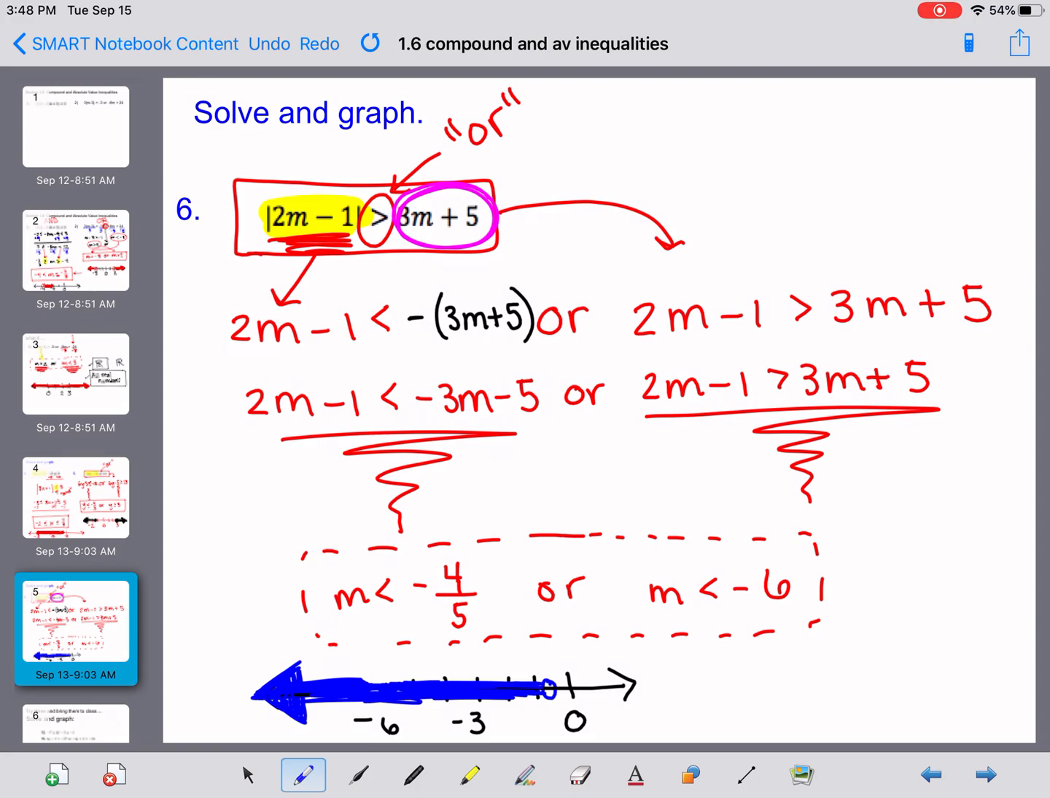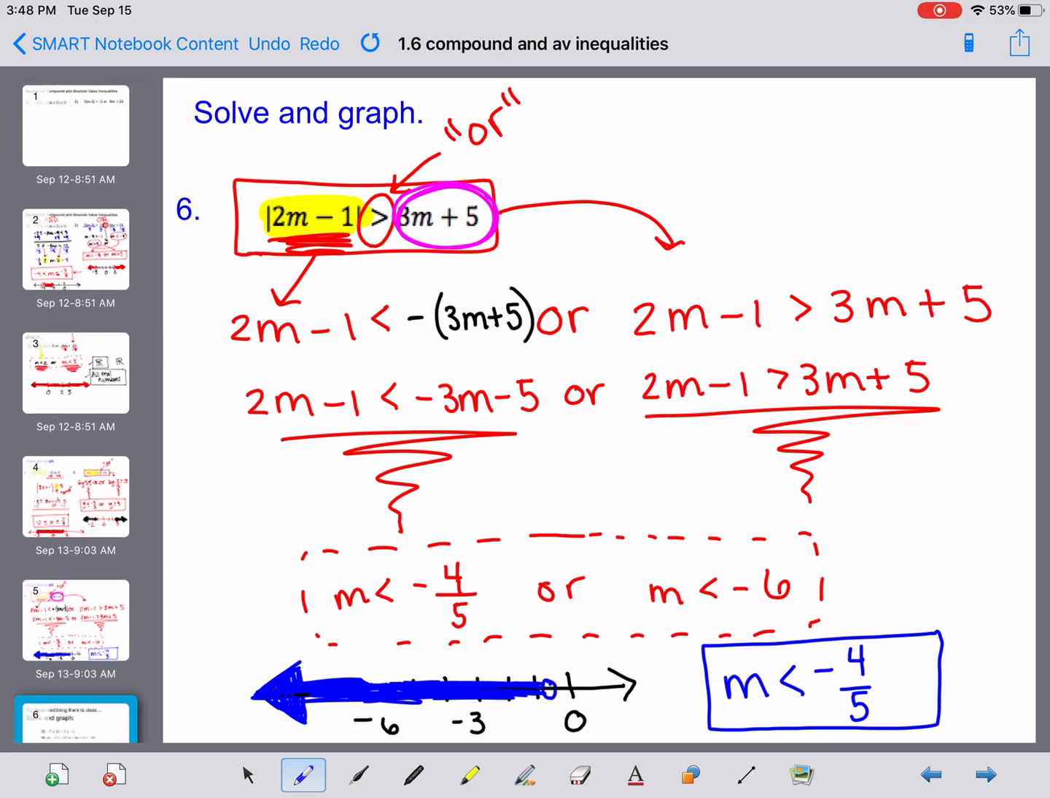So I need my answer to match what my graph looks like. So my graph is this answer: m is less than negative 4/5. So my or problem changed into just a regular linear inequality with one inequality sign. So that's a little bit more of an Algebra 2 level question.